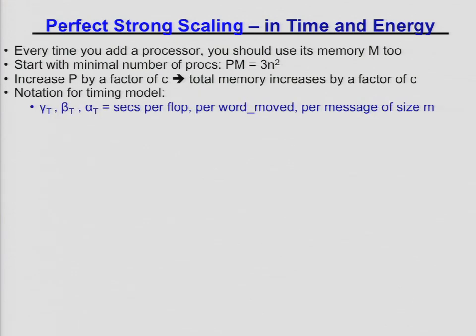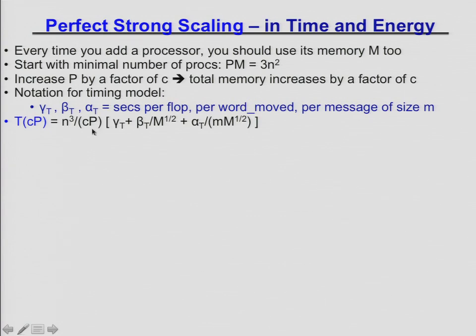Let me write down the timing model again so I can see what happens to the timing. This is the same notation we had before, but I'm going to use a subscript t to indicate time, because eventually I'll talk about energy. I'm going to count the seconds per flop, the seconds per word moved, that's the reciprocal bandwidth, and the seconds per message. Now I'm going to be completely general. A message could be whatever size the hardware likes; it's little m. If I take all the formulas I had on the previous slides and write them down, here is the time it takes to run the algorithm on c times P processors. It's all proportional to n cubed, no surprise.